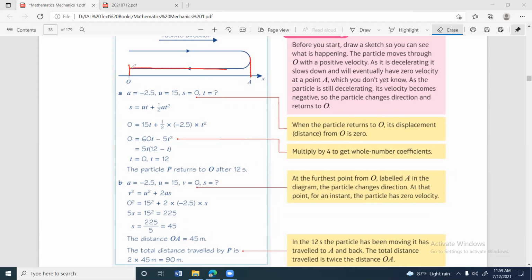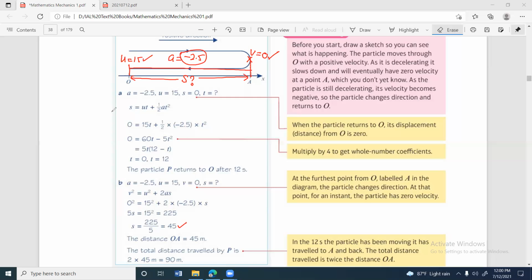Then what are the conditions we know? u equals 15. Here a is minus 2.5. At the maximum displacement, v is equal to 0. So you can apply a relationship to find the value of s from here to here, the distance from here to here itself. We can apply v squared equals u squared plus 2as. v squared is 0 here. u squared is 15 squared. 2a is minus 2.5, don't forget about this point, minus 2.5 with s. If you put it in, you get s equals 45.